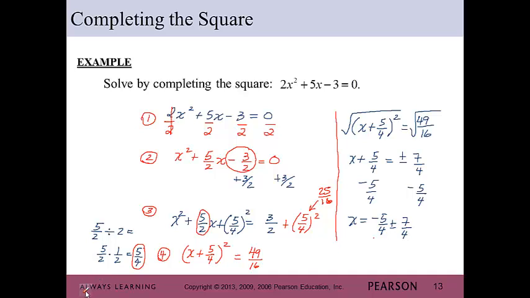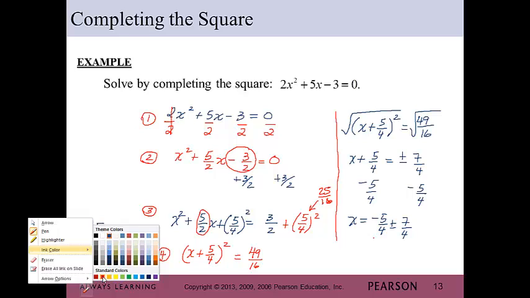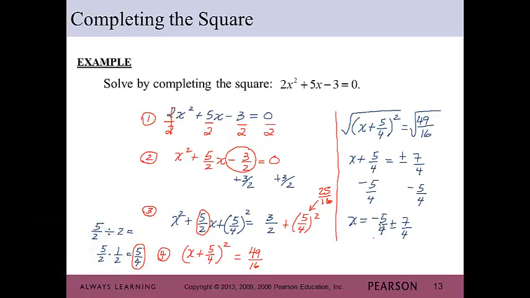So go ahead and simplify out your final answers. The first one would be negative 5 over 4 plus 7 over 4. So negative 5 plus 7, which would be 2 over 4, which is a half. And then the second one would be negative 5 minus 7 all over 4. So that's negative 12 over 4, which is negative 3.